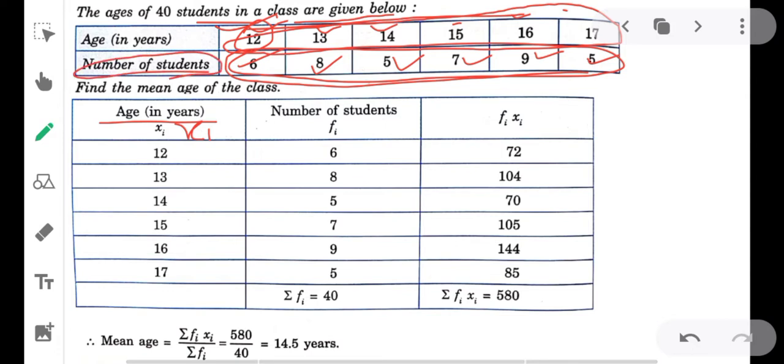Number of students is your frequency, so write down fi. Okay, then, the formula is what? Summation of fi xi by summation of fi. So we make another column for the product of frequency and observation, that is fi into xi.